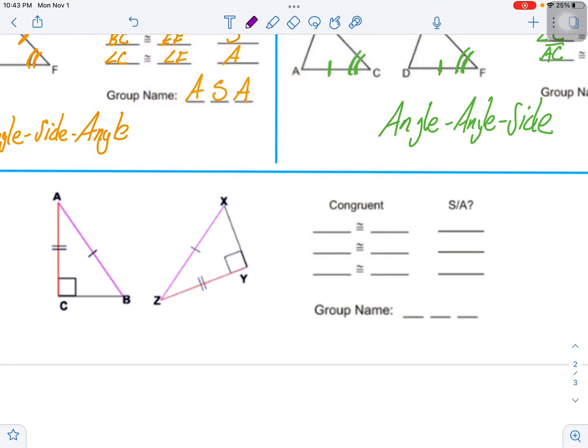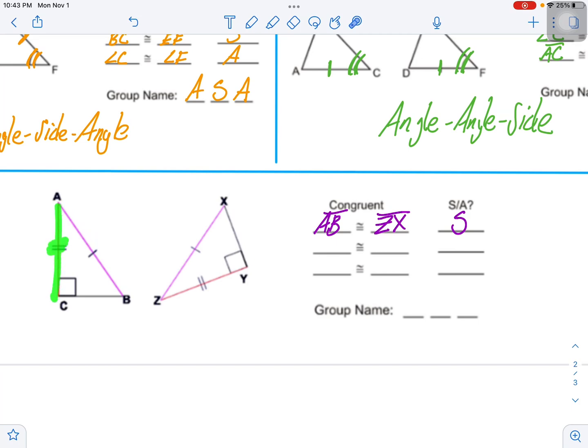All right, so let's change our color. So let's go with purple. Okay, so we have, well, this one's interesting. So we have a side here, right, AB, and we have a side here, ZX. Okay, so side AB is congruent to side ZX, and that's a side, right?